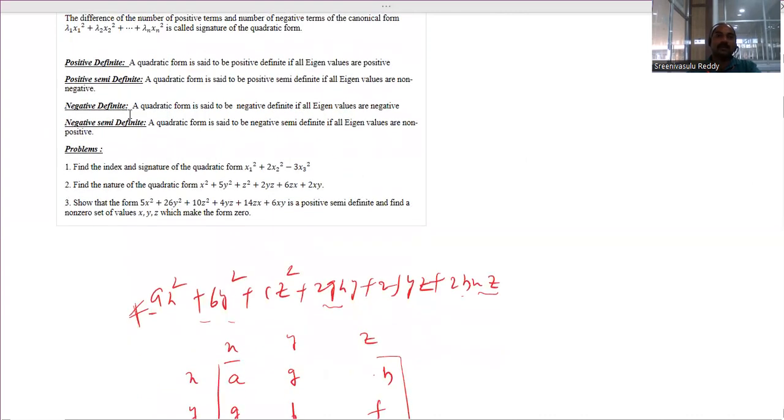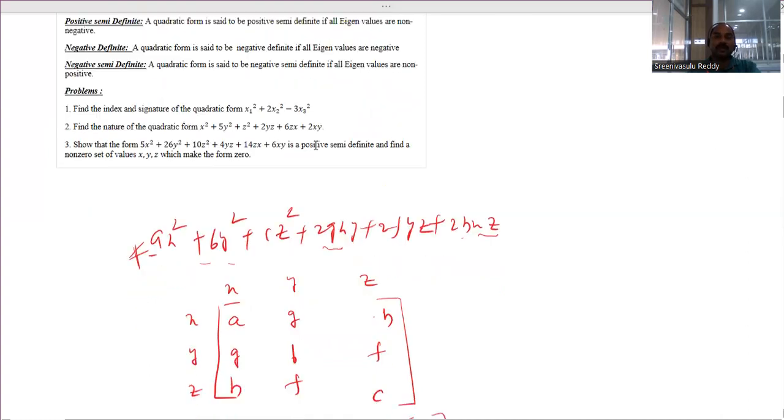Similarly, negative definite means the eigenvalues of the quadratic form matrix are all negative. Negative semi-definite means they are non-positive, that is, they may be negative or zero.